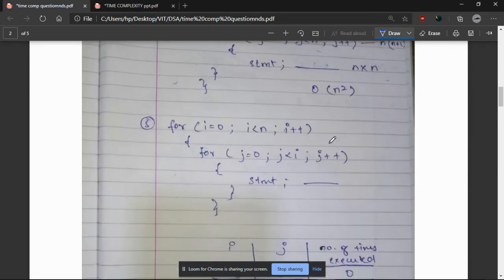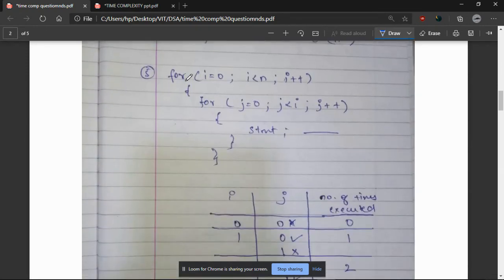Now we take this example. For i equals 0, i less than n, i plus plus, with a nested for loop. Here we can already imagine what this will be. Yes, it will be O(n squared). But how does it come? Let me show you.